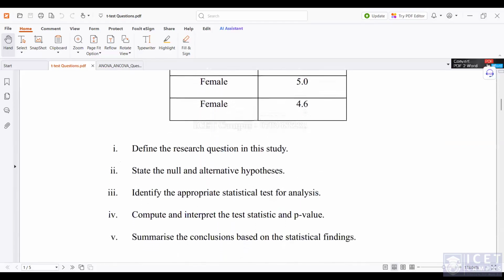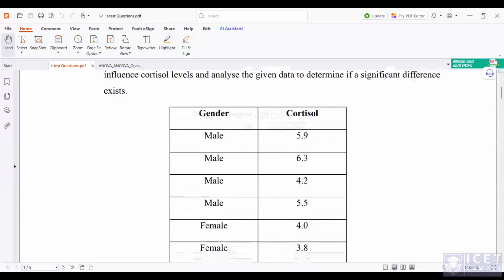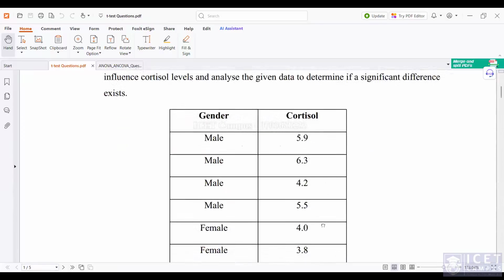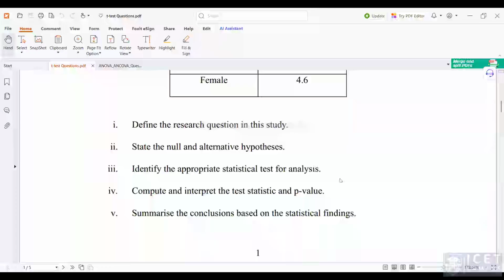Define the research question for this study. Right. So the research question is given here actually. So you need to define how gender difference influences the cortisol level of the people, right? So that is the research question. So you have to state the null and the alternative hypothesis.